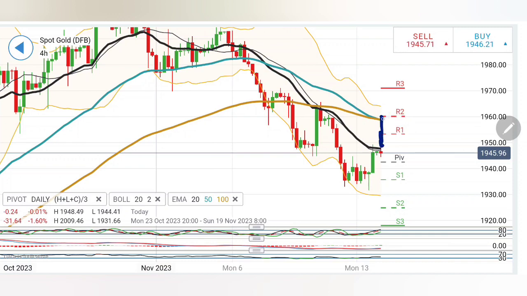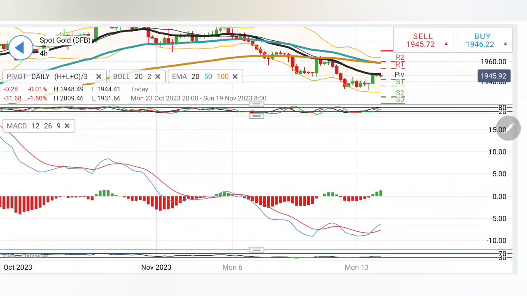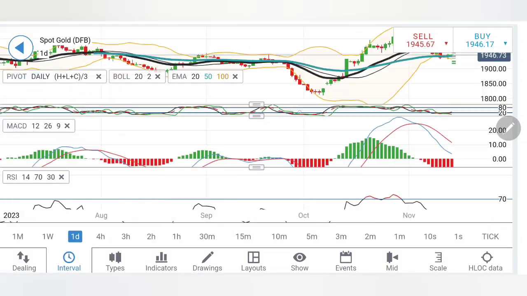So yes, prices might stay between this zone between 1950 and 60, and as long as 1960 is respected, we should not treat this as a bullish reversal. Stochastic back to overbought. MACD has crossed over again after forming a double bottom, trading with divergence, trading bullish, looking upwards. RSI has come out of the oversold zone.